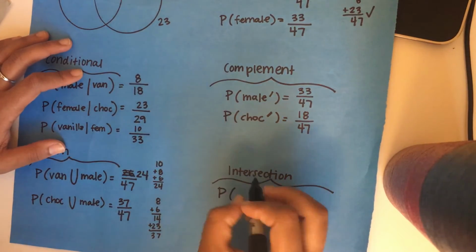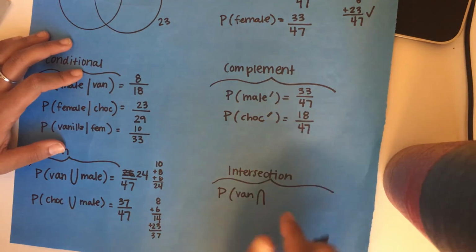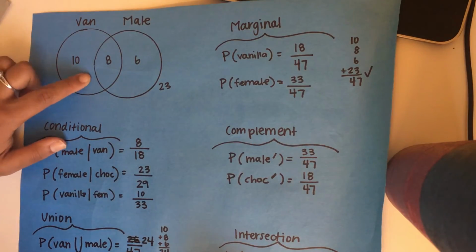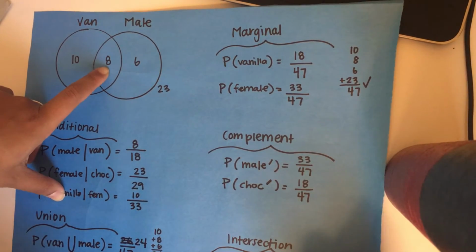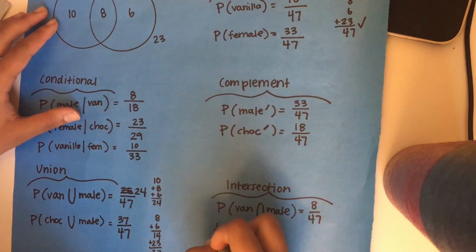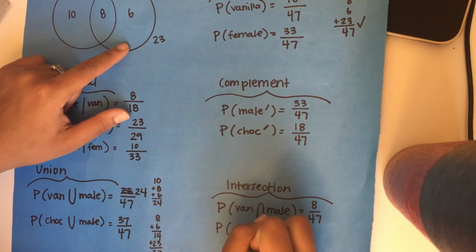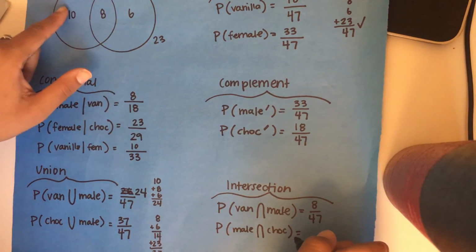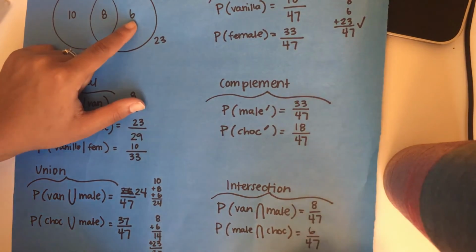And finally, we'll look at the intersection. Well, simply, the intersection of people who like vanilla and who are male are just these people in the center that like vanilla and are male. So there's 8 out of 47. Now let's look at the intersection of people who are male and like chocolate. Well, they're not in the vanilla circle. These people like chocolate and they're male. That is the only condition that they need to satisfy.